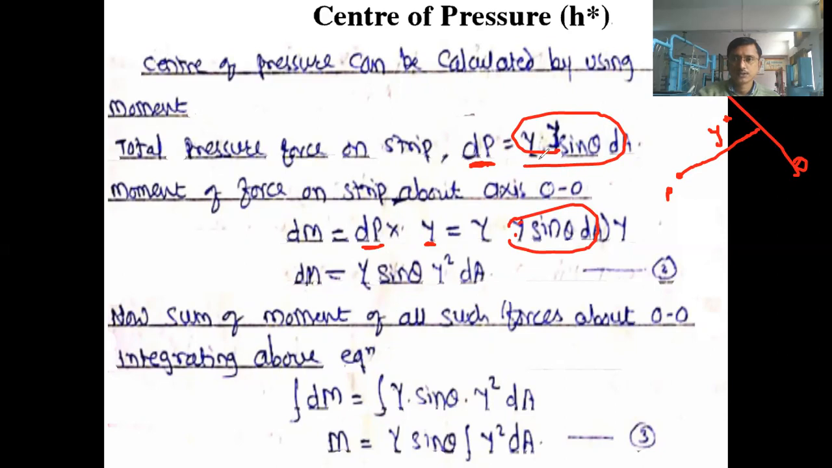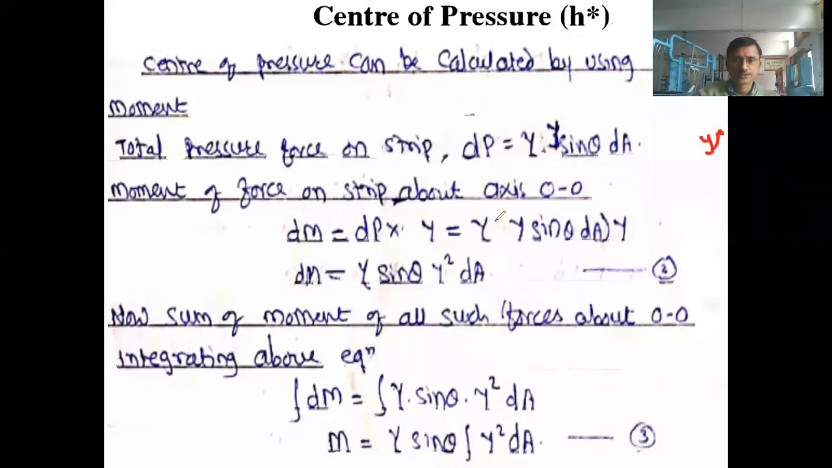Now here, see, I have not taken y star, the distance here, because it is not capital P, it is dP. dP is nothing but the total pressure force acting on the small strip, which is at a distance of y, right? So that's why we have taken the multiplication with y, and y and y will become y square here. Gamma sine theta y square dA, this quantity will come here.